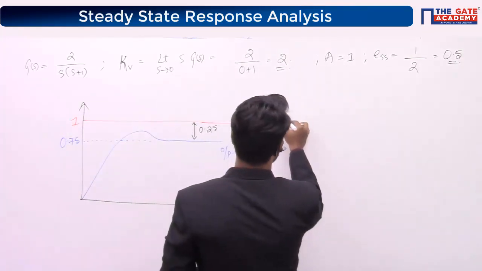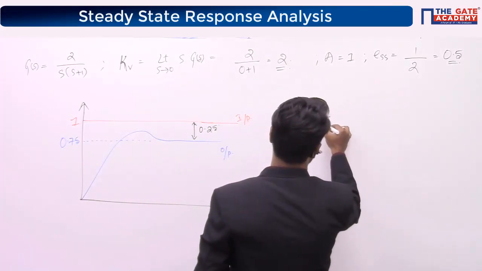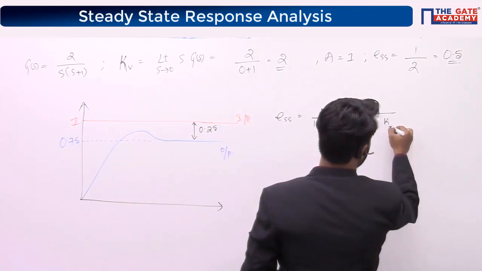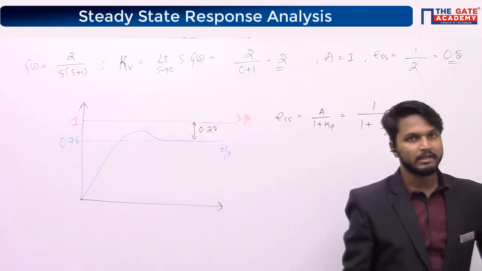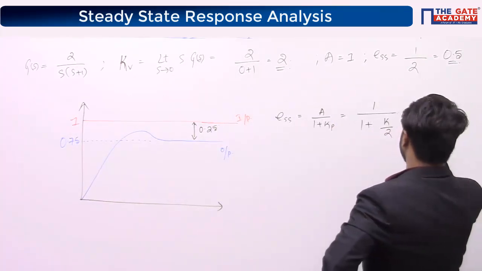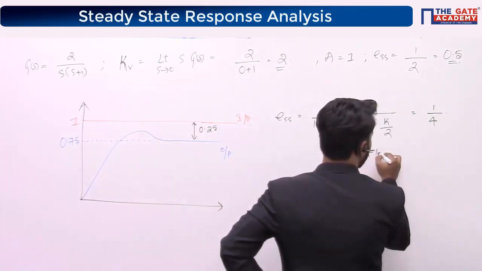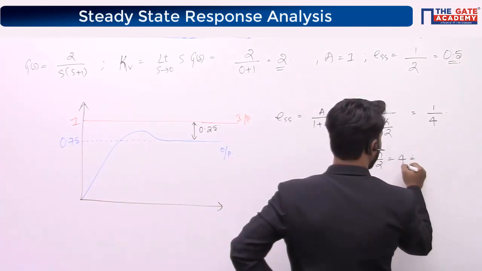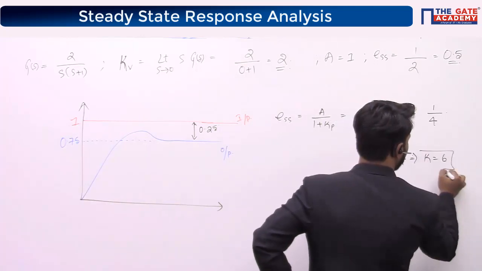Therefore, ESS is equal to A by 1 plus Kp, that is 1 by 1 plus KDC. KDC is K by 2. If you put s is equal to 0 in that, KDC will be K by 2, right? So this is equal to how much? 1 divided by 4, which means 1 plus K by 2 is equal to 4. That means K is equal to 6.